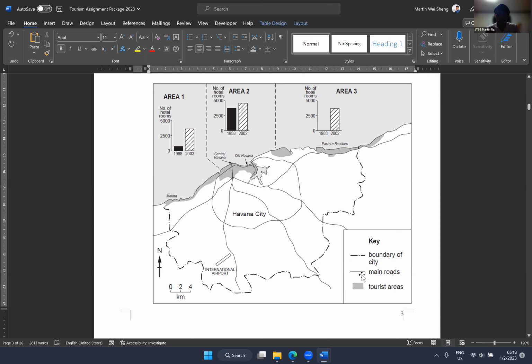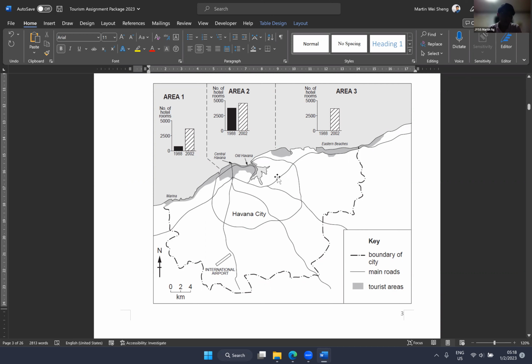Then the straight lines over here refer to main roads. So there's an international airport over here. Then we see that the main road, for example, this road passes all the way to the beach. Okay, this road over here passes all the way to the beach. So all these are your main roads. All right. Then lastly, this darkly shaded area is your tourist area.